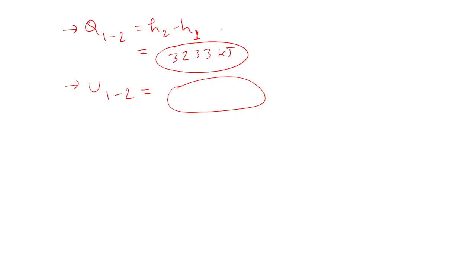And similarly U2 minus U1. Sir, it will be 2897.1. How much? 2897.1. Okay, so from the first law of thermodynamics, what is del Q? del Q is equal to del U plus del W, so from here what del W will we get?